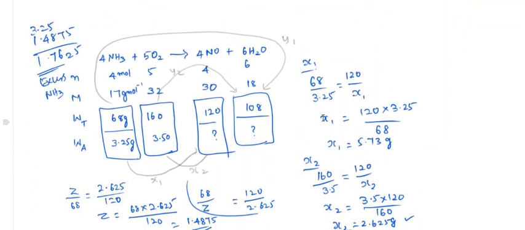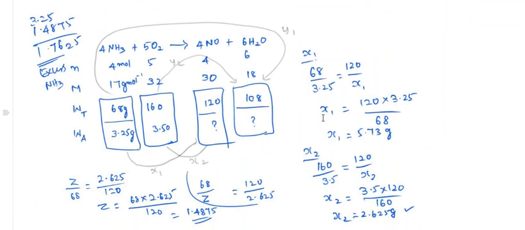Now, after balancing, look at this. 4 moles of ammonia combined with 5 oxygen molecules to give 4 moles of nitrogen oxide plus 6 moles of water. Now let us put the molar coefficients here. So 4 mole, 5 mole, 4 mole, 6 mole, and its respective molar mass can be written here.